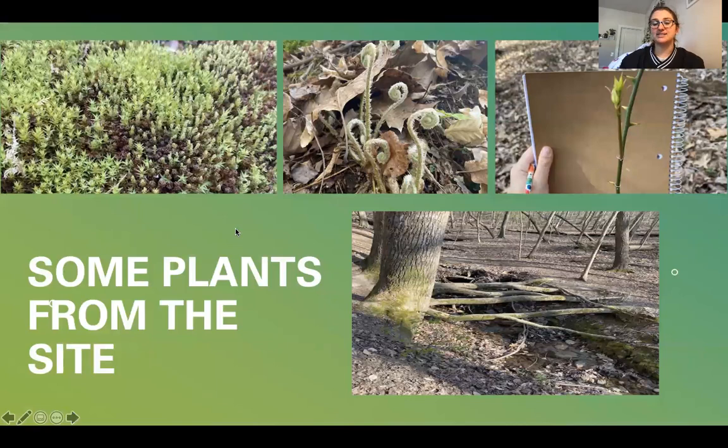So here are some of the plants that I observed. This is some of the moss, which I only saw growing very close, like around here in this drop-off area on the creek. And here are the rolled up ferns. And I saw this vine right here going up a lot of trees, so I'm assuming it's parasitic.